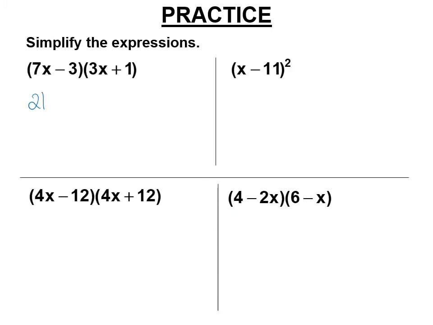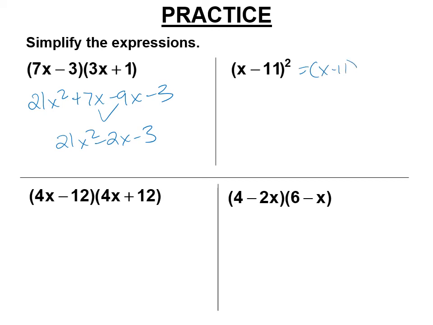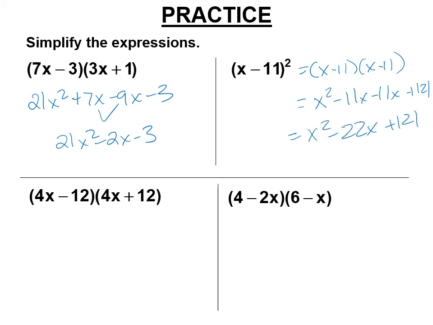So I'm getting 21x squared plus 7x minus 9x minus 3. 21x squared minus 2x minus 3. This is x minus 11 times x minus 11, which is x squared minus 11x minus 11x plus 121, equals x squared minus 22x plus 121. Please, the answer to that is a trinomial. Okay, people think they're doing the other one. It's going to be a trinomial.